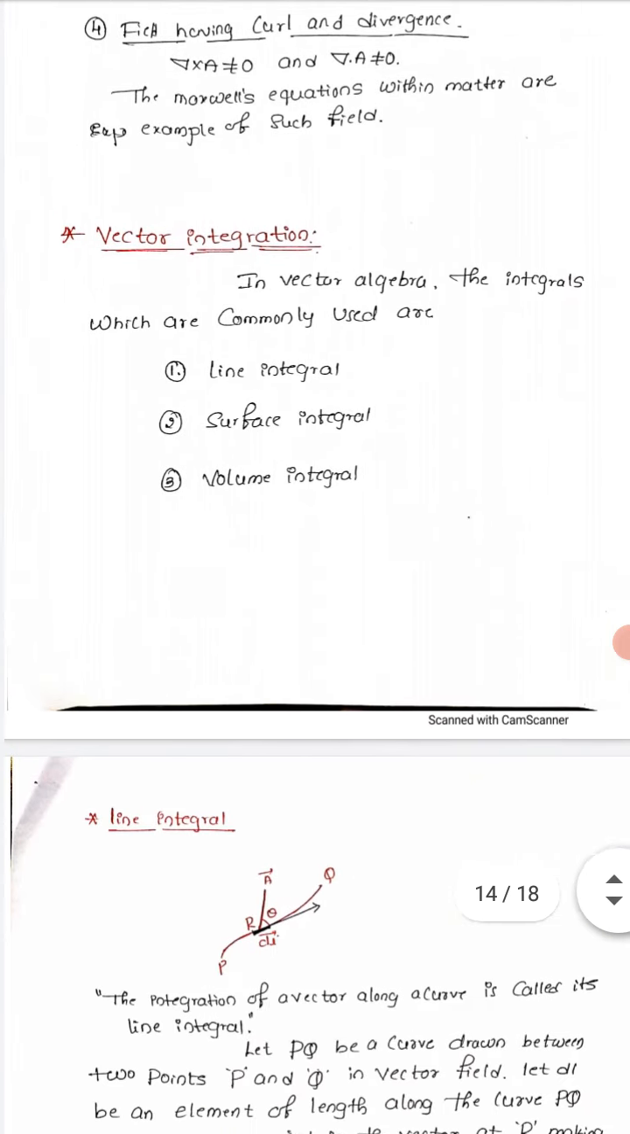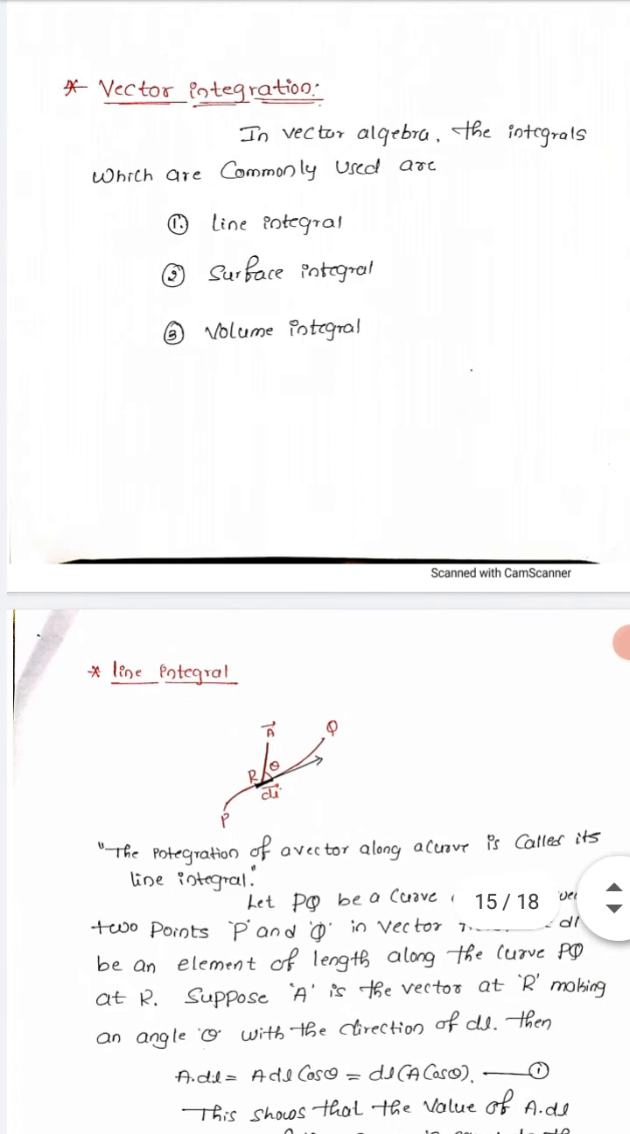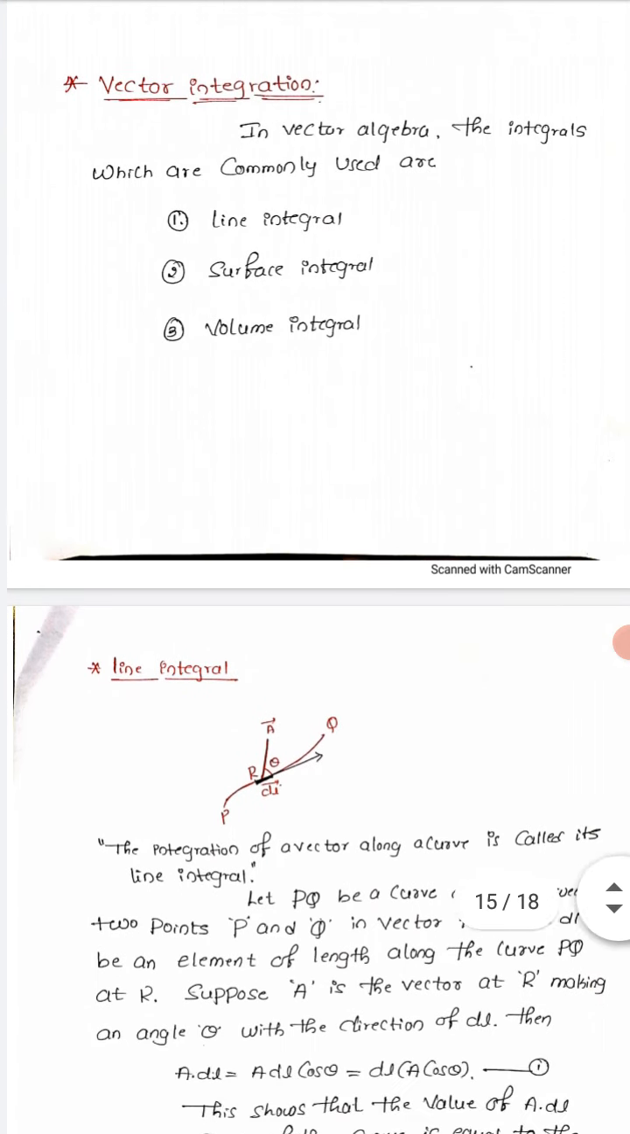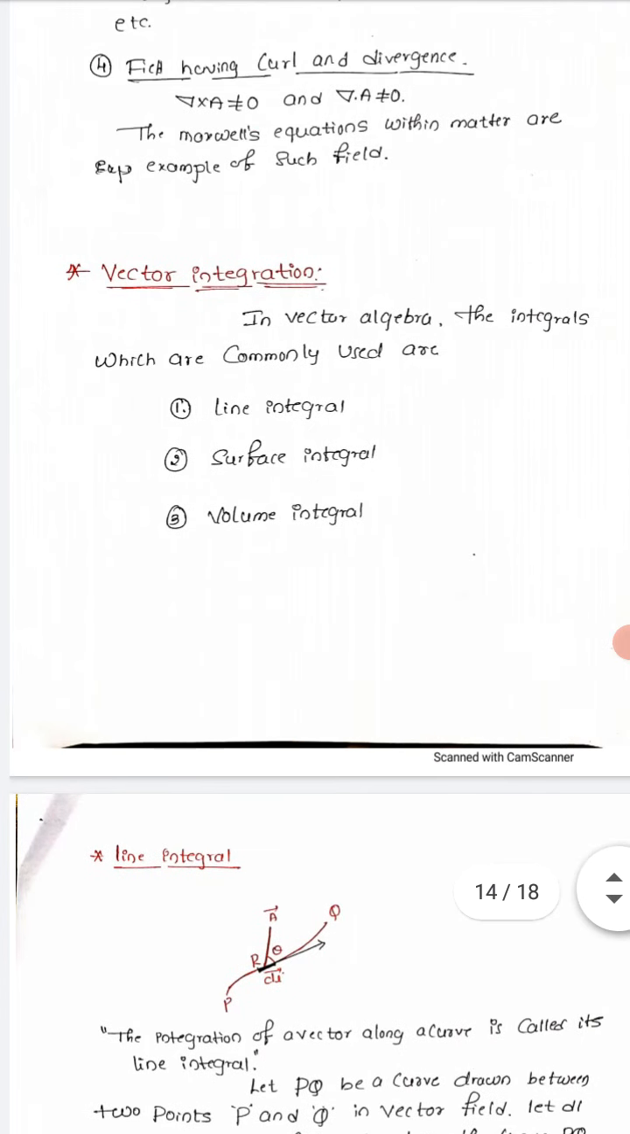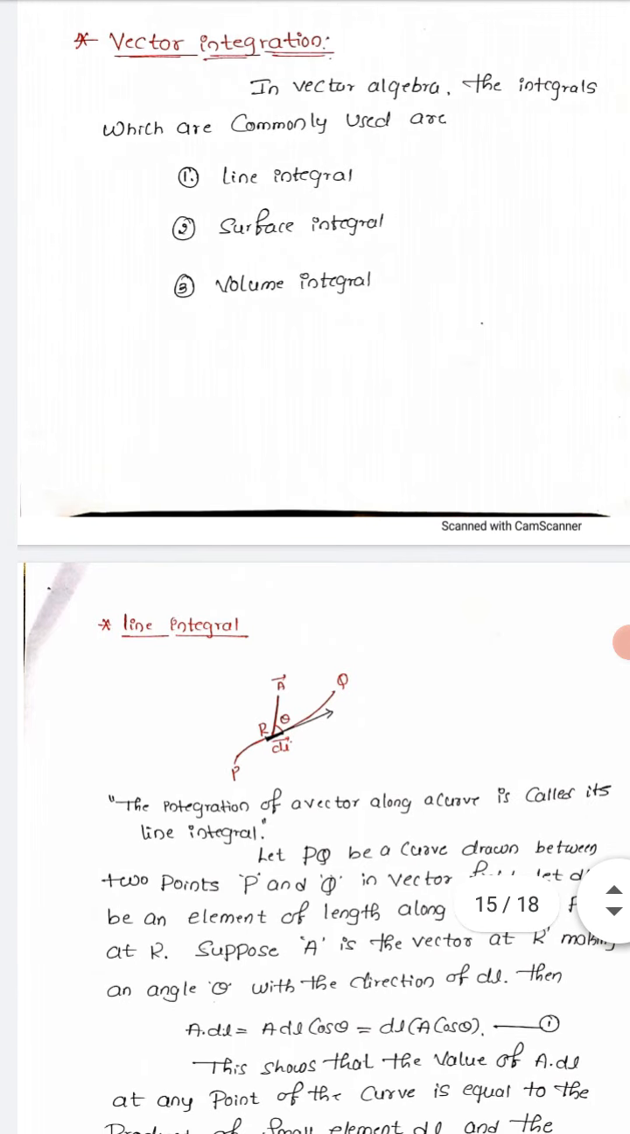Last one is vector integration. In vector algebra, the integrals which are commonly used are, first one, the line integral, second one, the surface integral, and third one, the volume integral.